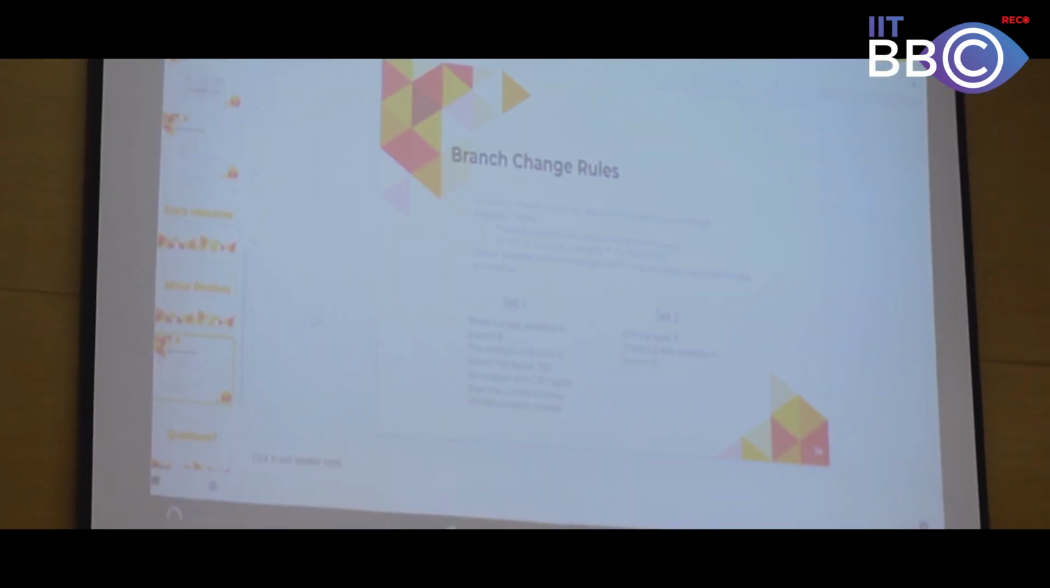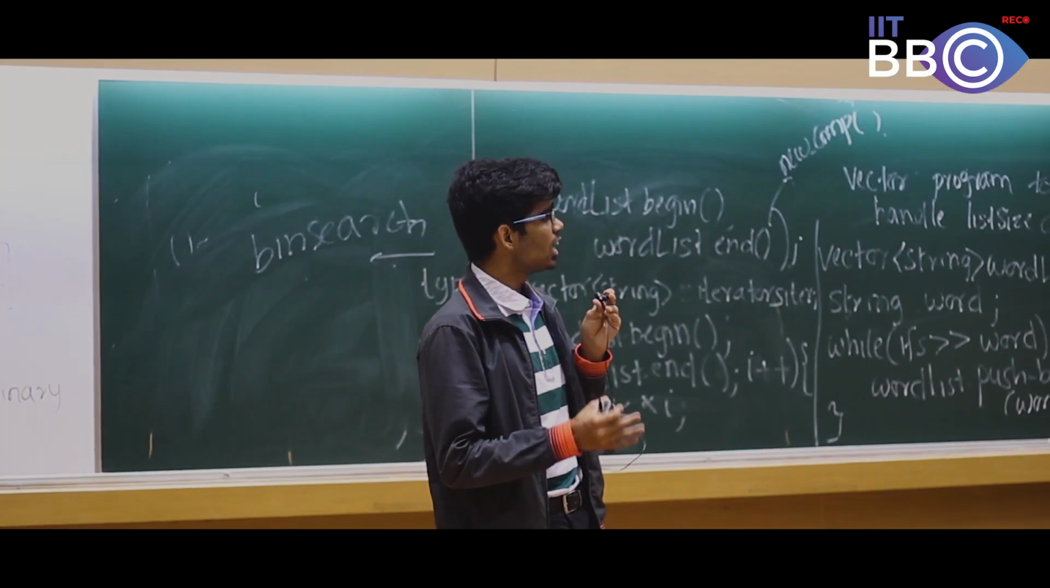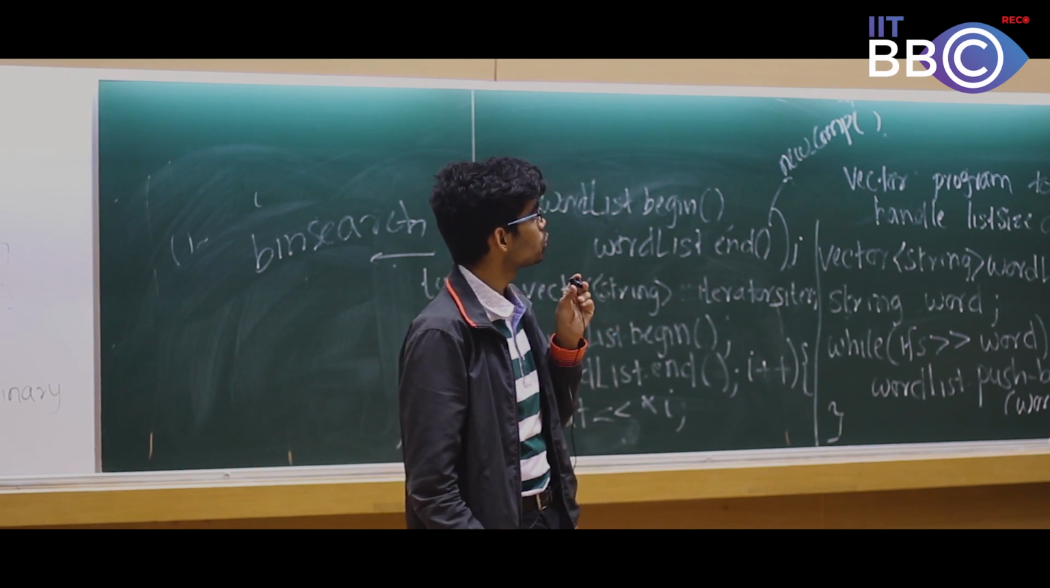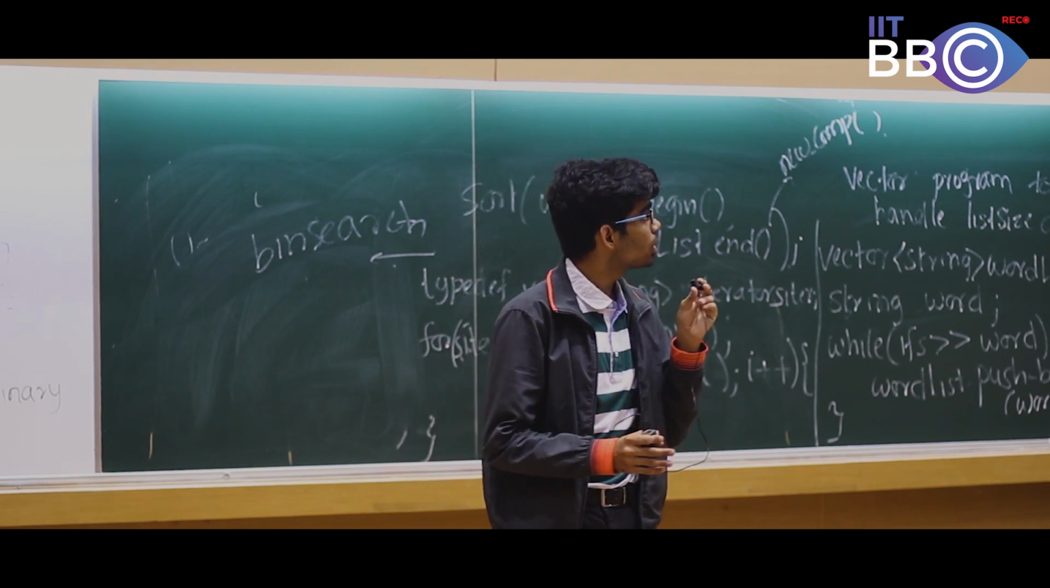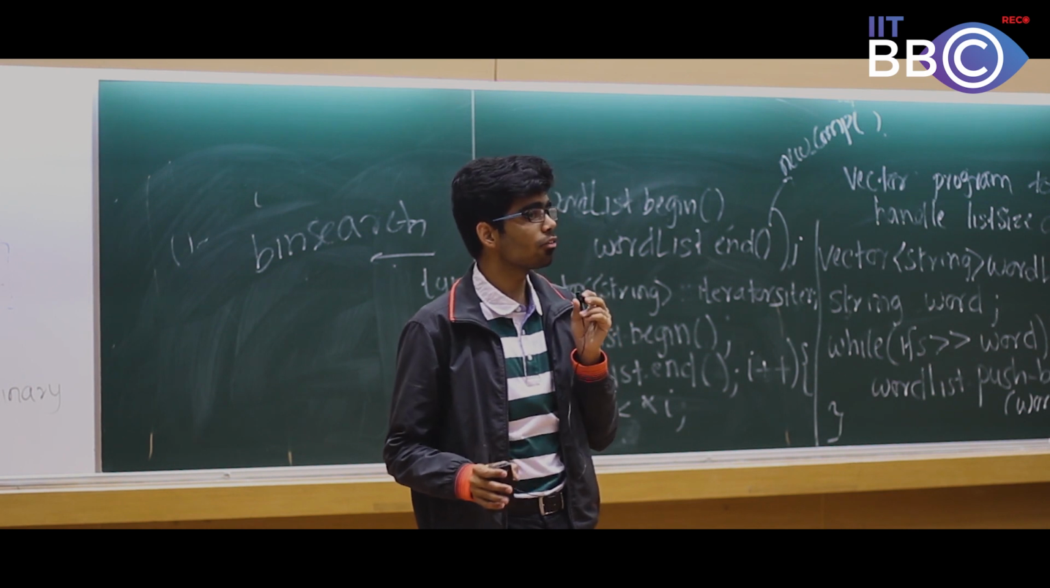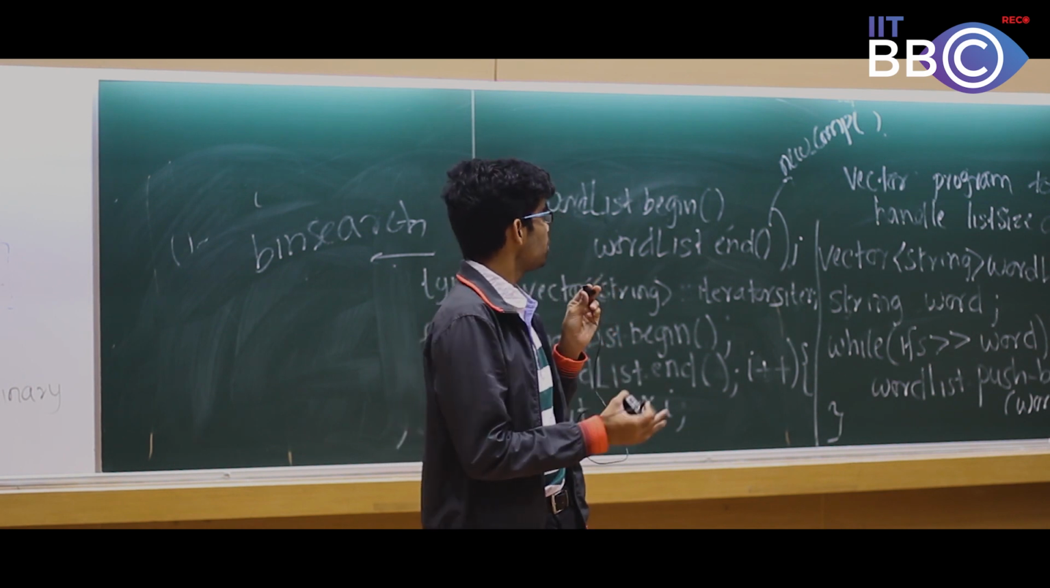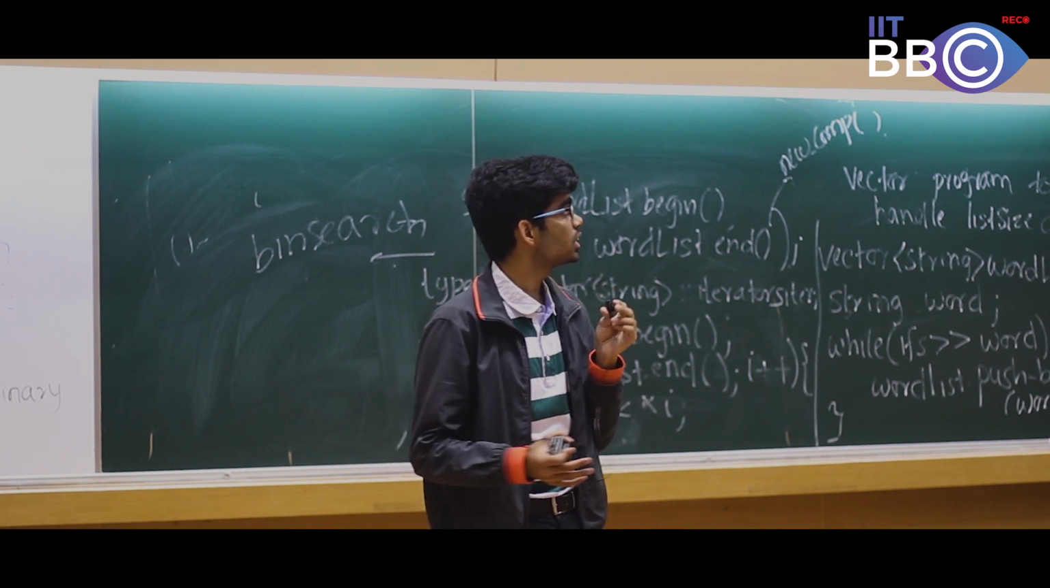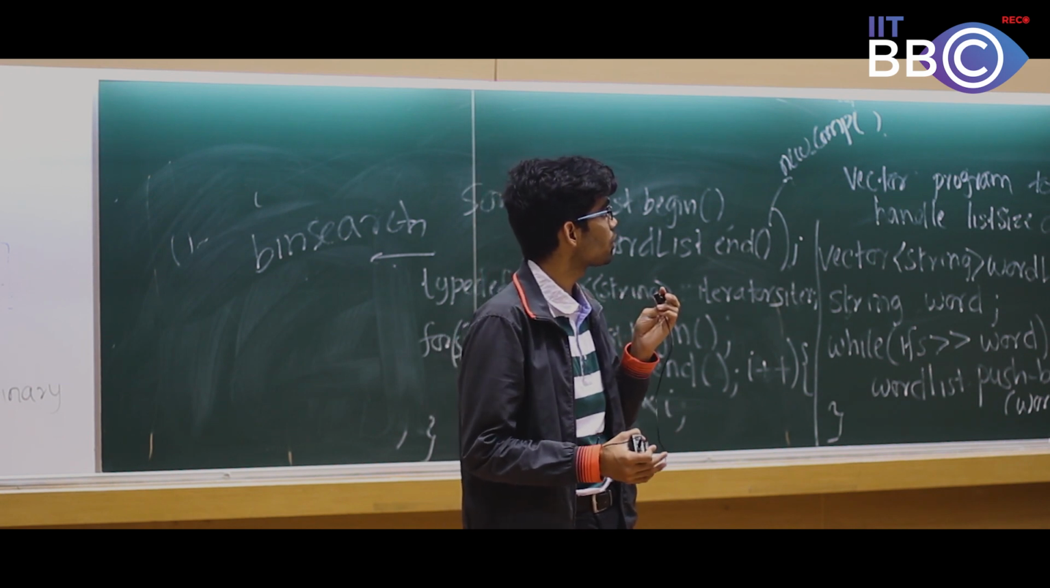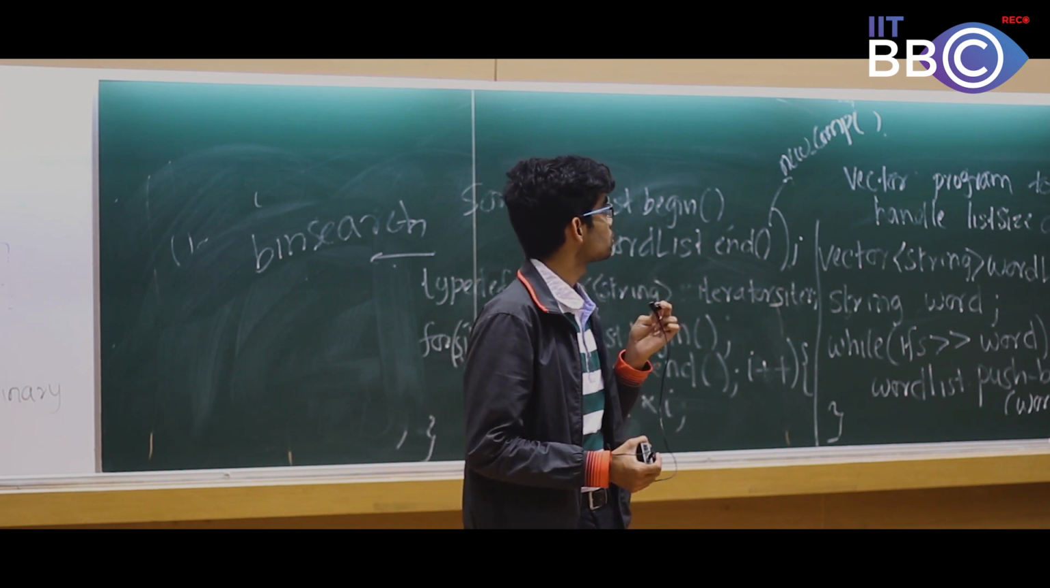Walk you through the branch change rules for the institute. The eligibility criteria for a branch change is that the student should not have a backlog at the end of first year, and the second is an 8 plus CPI for a general or OBC student, and 7 plus for a PWD, SC or ST student.